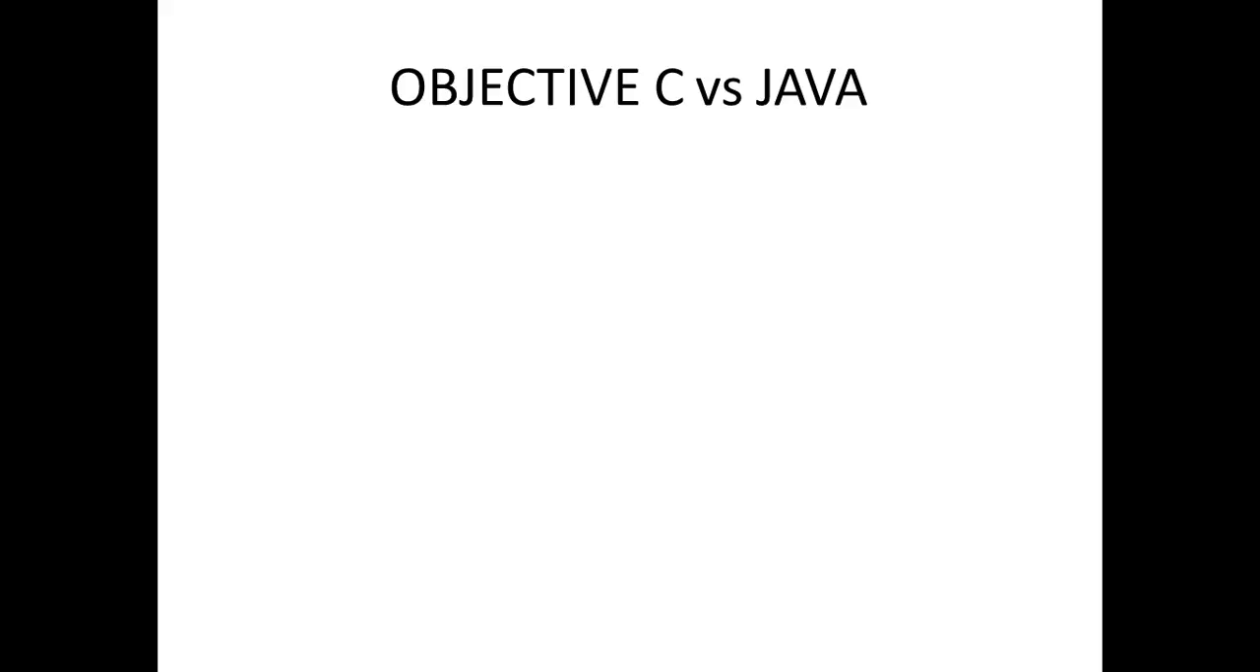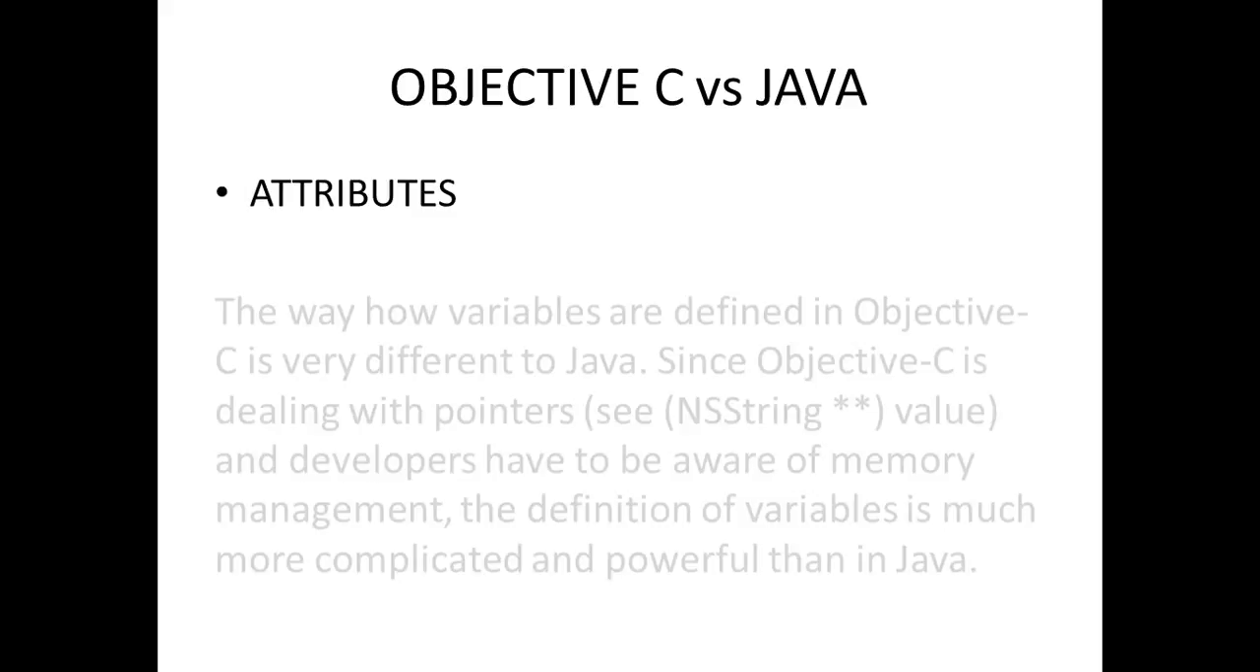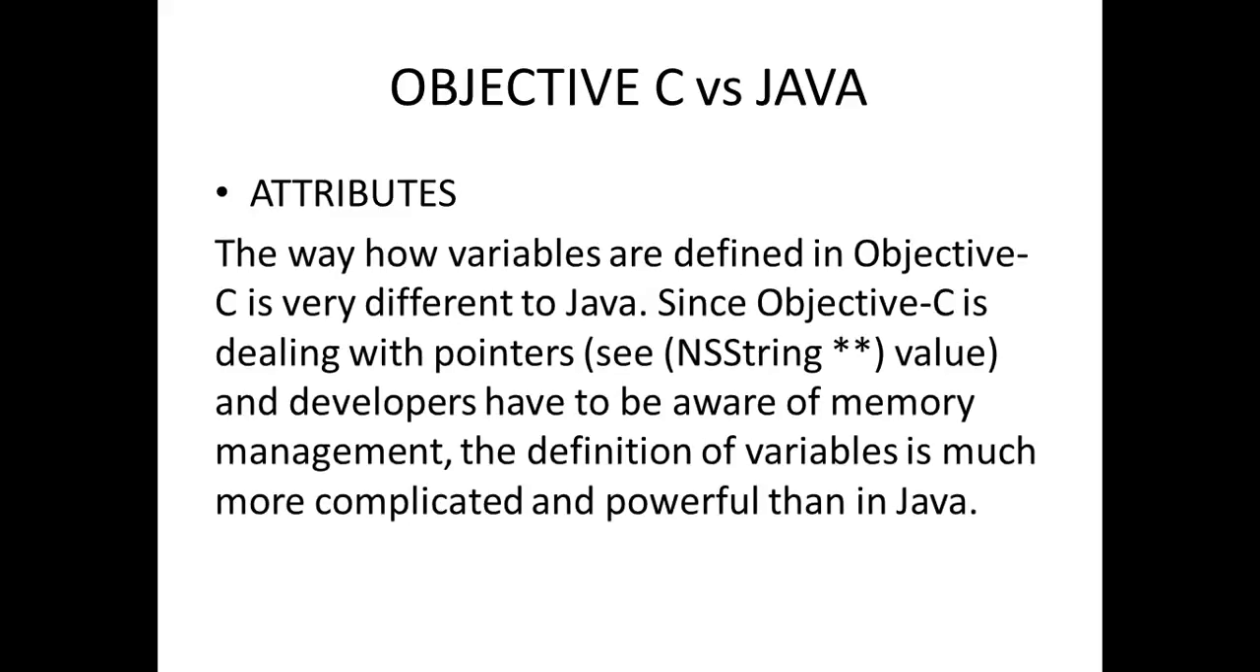Objective-C versus Java. The way variables are defined in Objective-C is very different to Java. Since Objective-C is dealing with pointers, developers have to be aware of memory management. The definition of variables is much more complicated and powerful than in Java.